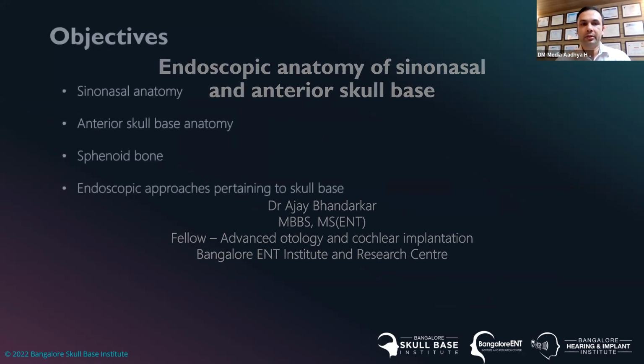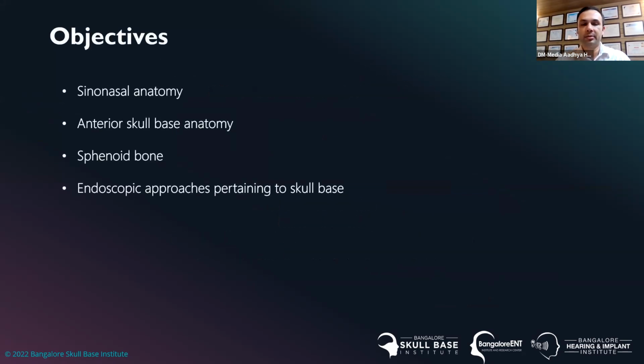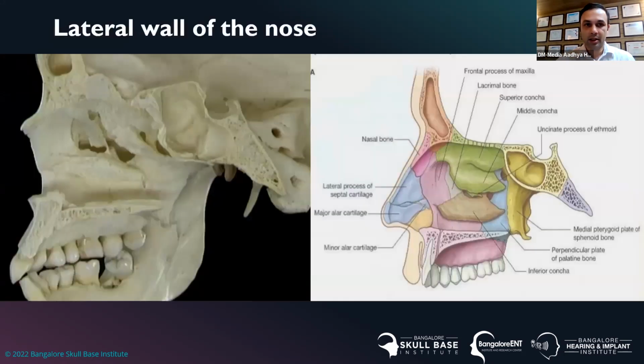And I'll be going through the following objectives. These are my objectives for today: a brief description of the sinonasal anatomy, a very brief discussion of the anterior skull base anatomy, a lot of discussion on sphenoid bone, and maybe a little bit on the endoscopic approaches pertaining to the skull base. So we'll go to the sinonasal anatomy straight away.